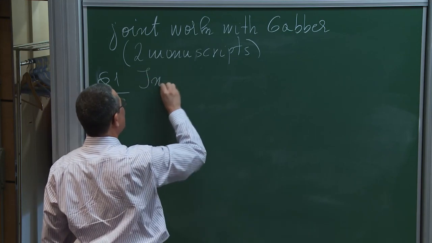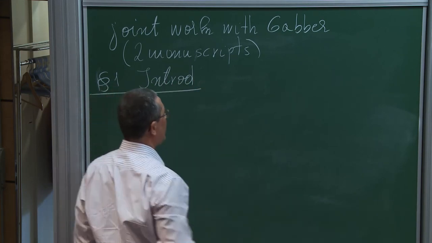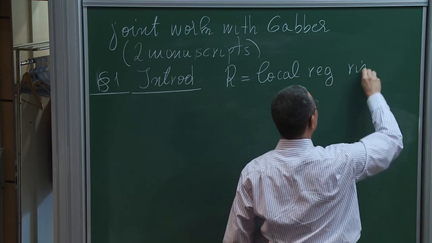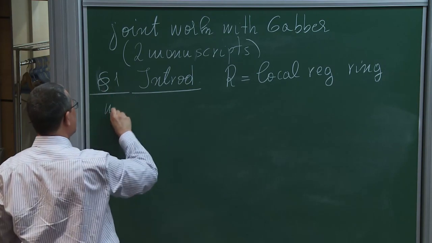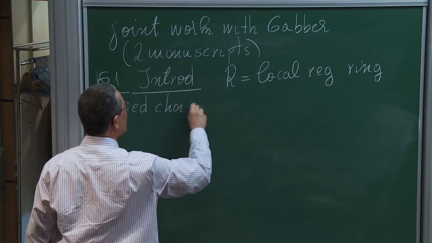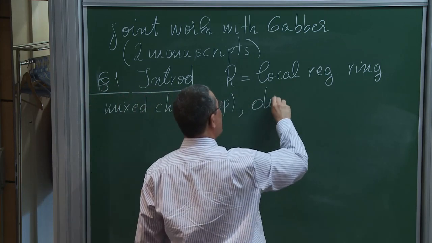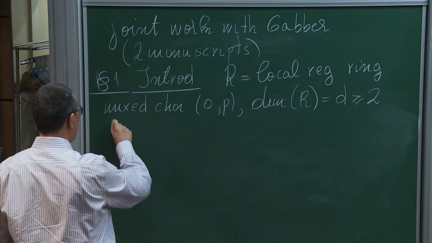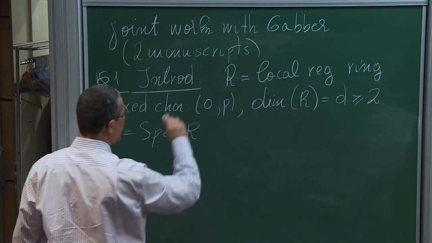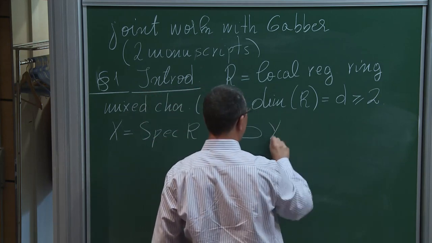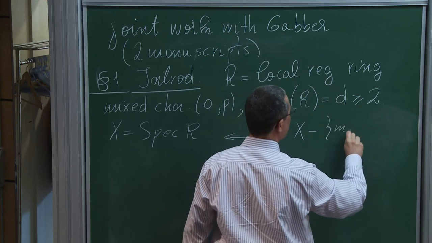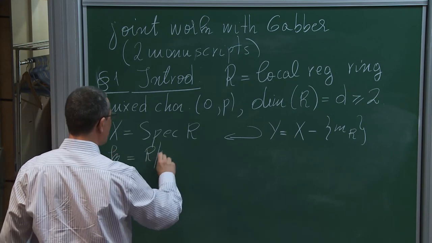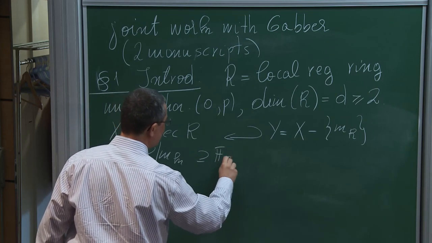I'd like to begin with an introduction. R is going to be a local regular ring, mixed characteristic (0, p), and dimension d, which we like to be at least 2. And we'll denote by X the spec of R. We'll also need the punctured spectrum Y, the maximal ideal will be denoted by m_R, the closed point, and we'll also need the residue field, which is of characteristic p.